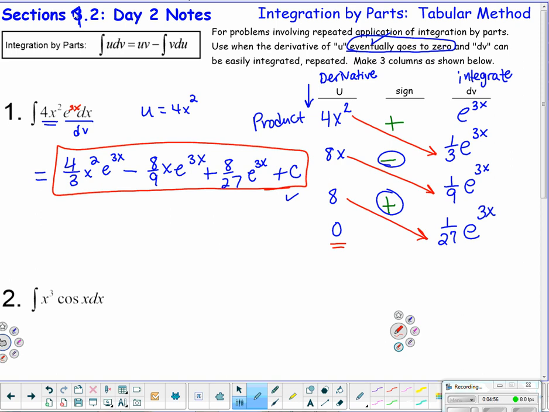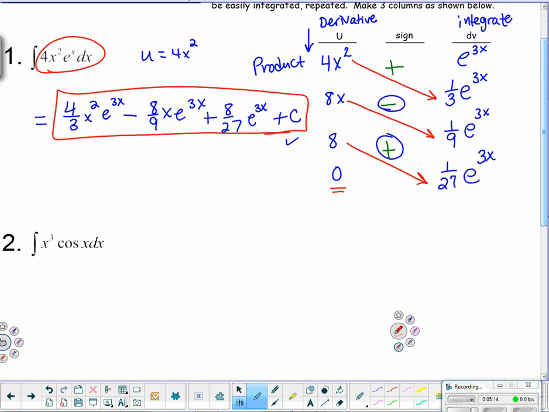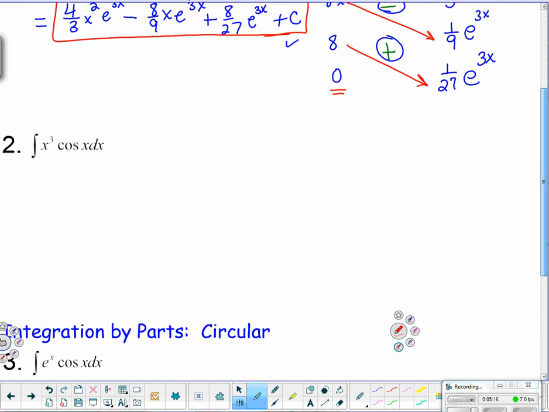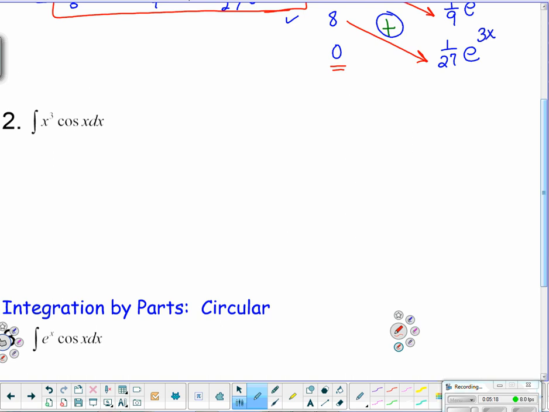Tabular is very sweet. It makes very quick work of integration by parts. Had we done this the traditional method, we would have had a couple integration by parts within that one to continue to do because of the algebraic expression going on and e to the 3x continuing forever. So how do you analyze it and decide if you can use tabular?